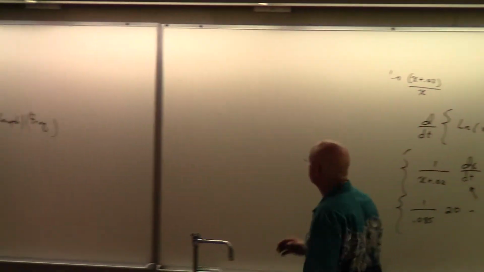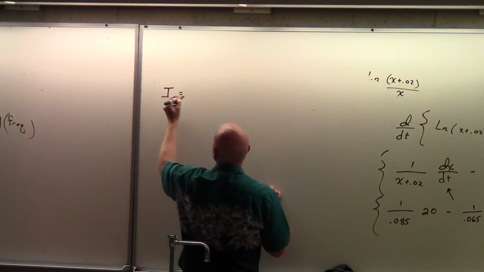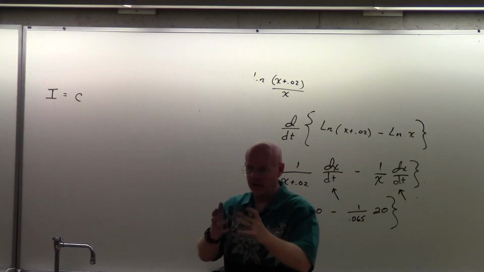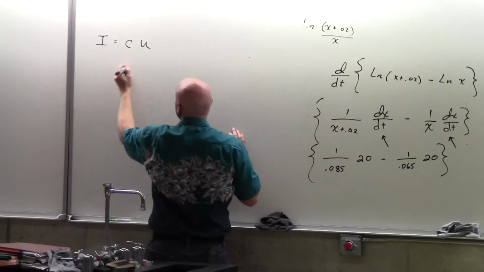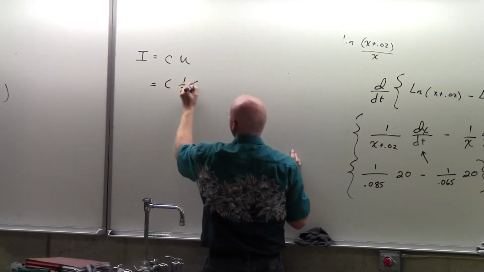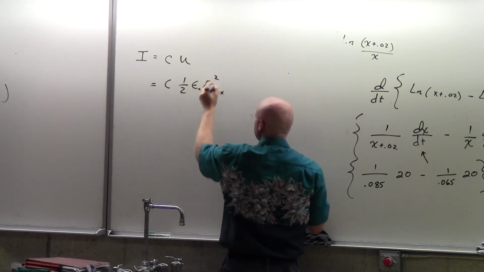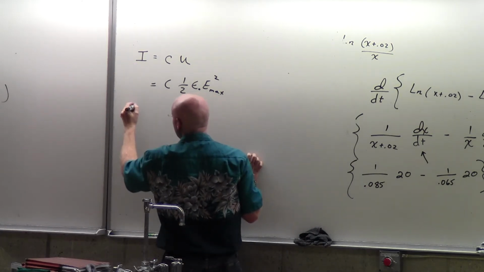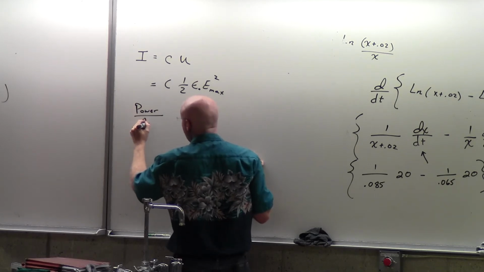Since it's time to wrap up, why don't I just say, look back on your notes for when we did this on the first one. You'll remember it was c times the energy density. And the energy density we could write as 1/2 epsilon naught times the electric field squared. And the intensity we could write as power over area.